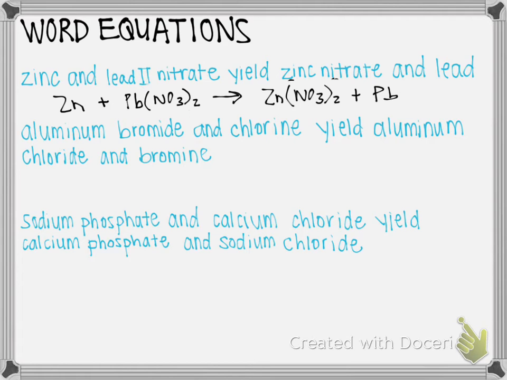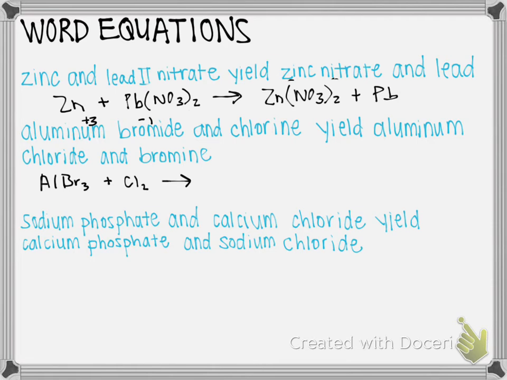Next one, aluminum bromide. So aluminum is Al with a +3 charge, bromine is Br with a -1. So aluminum bromide would be AlBr3. And chlorine, so plus Cl. Now remember, Cl is part of Dr. Brinkelhoff, so it's Cl2. These yield, so these arrow.